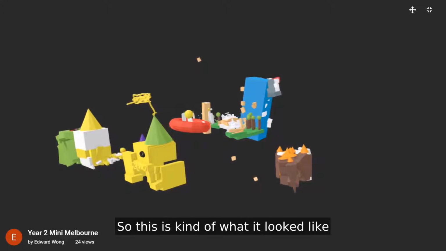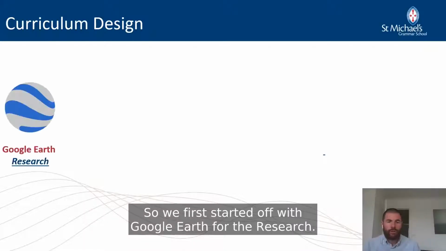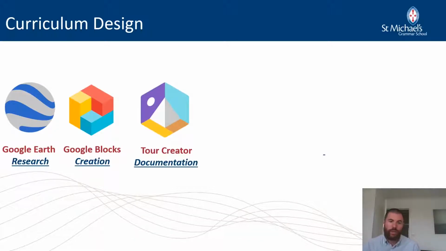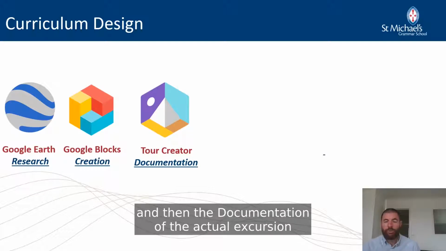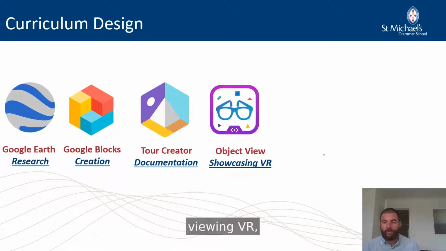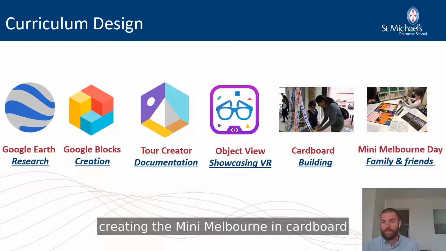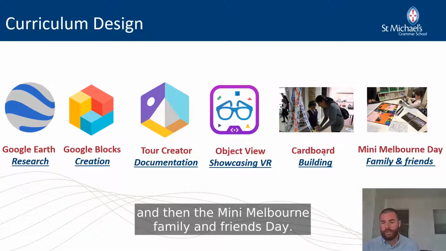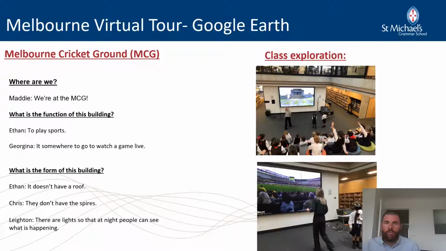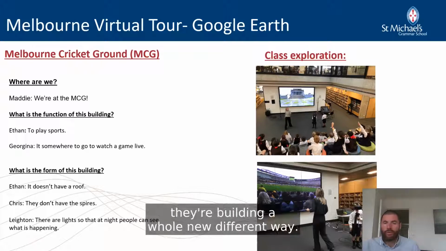This is what it looked like when I incorporated VR into the curriculum. We first started off with Google Earth, the research, Google Blocks, the creation, and then the documentation of the actual excursion and the process, viewing VR, creating the Mini Melbourne in cardboard, and then the Mini Melbourne Family and Friends Day. By using Google Expeditions, it allowed students to see their building in a whole new different way.